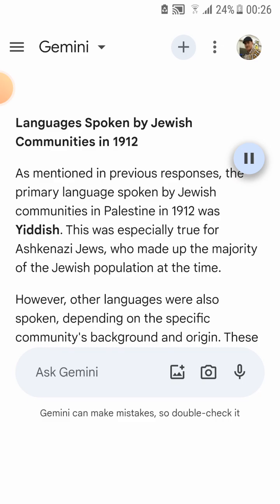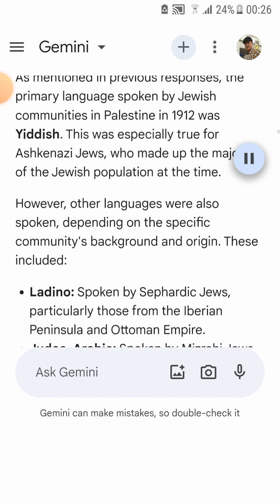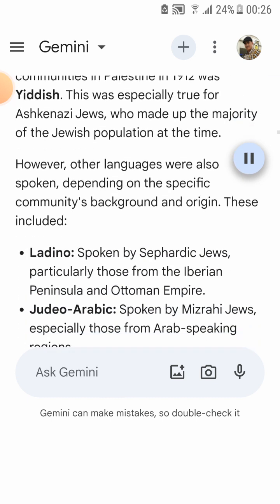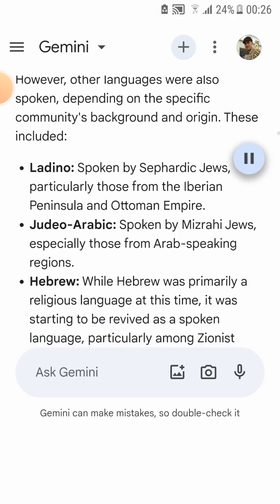This was especially true for Ashkenazi Jews, who made up the majority of the Jewish population at the time. However, other languages were also spoken, depending on the specific community's background and origin. These included Ladino, spoken by Sephardic Jews, particularly those from the Iberian Peninsula and Ottoman Empire. Judeo-Arabic, spoken by Mizrahi Jews, especially those from Arab-speaking regions.